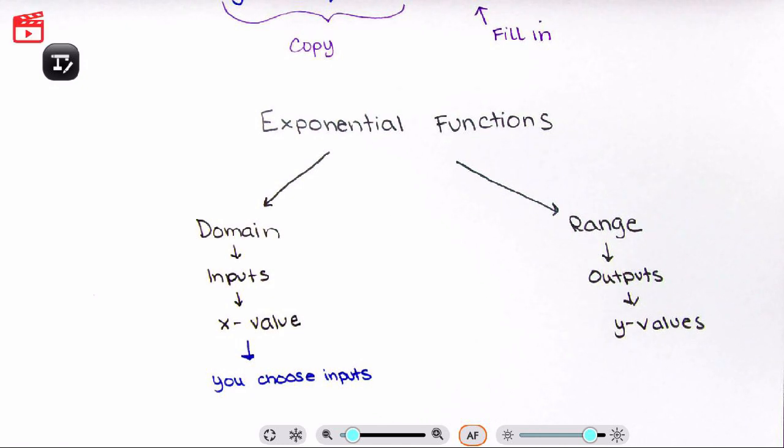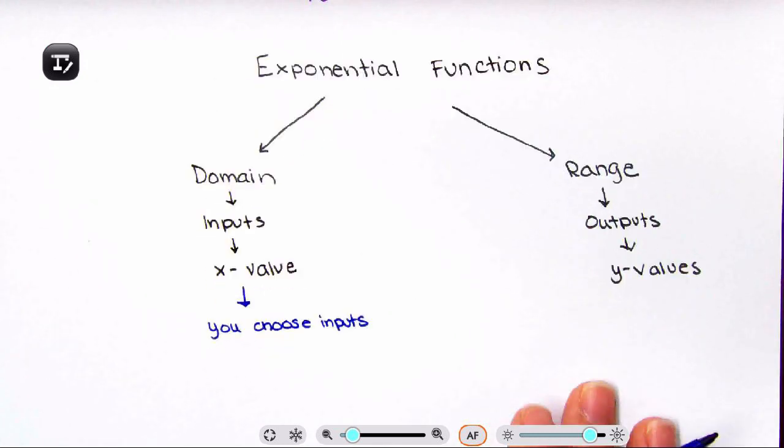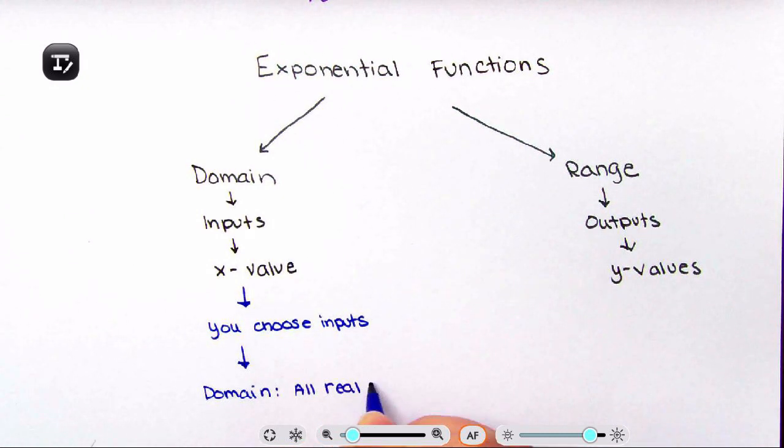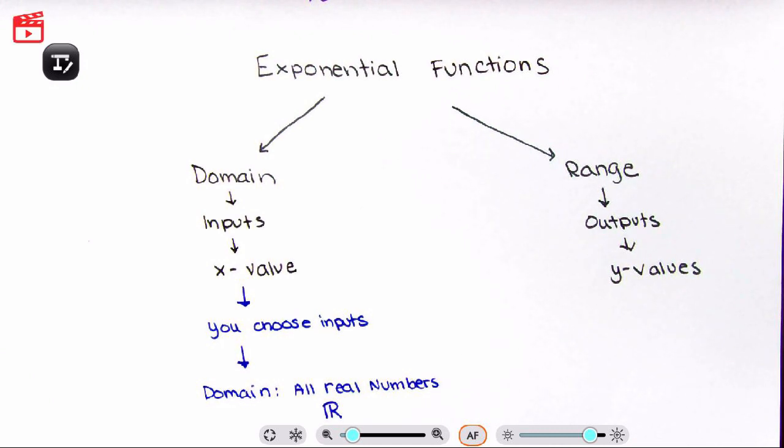If we want 3.75638, cool. We can use that number. Why? Because you chose it. We can choose whatever. And because you can choose whatever number you want, the domain, all of the possible x values, are all real numbers. So when it's asking you for the domain, it is all real numbers. And sometimes you're going to see it written like this. This is the symbol, all real numbers. If it's real, it can be in the domain. It's not limited.